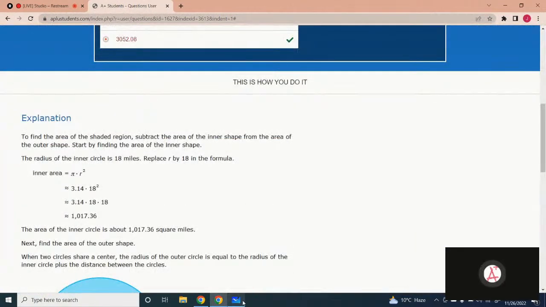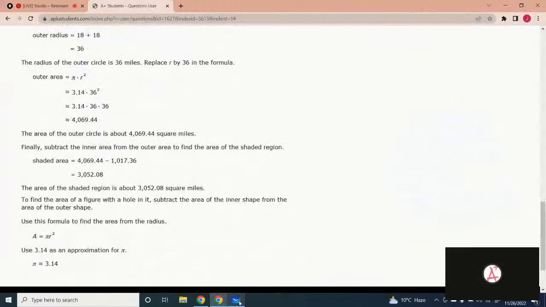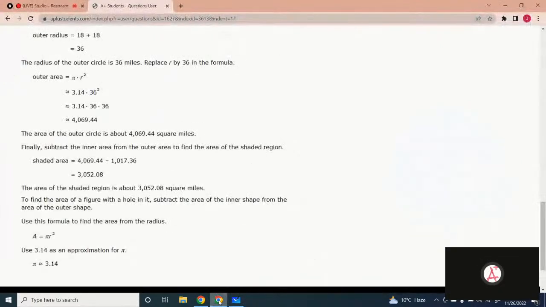Pi r square, so it would be 1017.36. Yes. Then the area of the larger one is 4069.44. Yes. Then you have subtracted the value. Let me just check how it is. Oh, it would be 4069, not 4096. Yes, it is 4069. Sorry, I subtracted from 4069 minus 1017. Yes, the answer is 3052. Got it? So let's just move on.